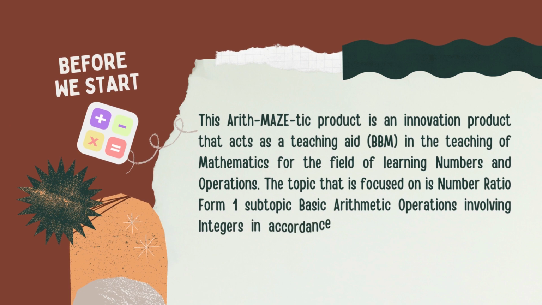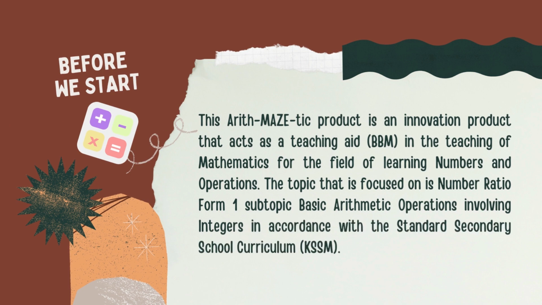Before we start, we want to introduce our innovation product name, which is the Arith-MAZE-tic kit. This innovation product acts as a teaching aid in mathematics teaching for the field of learning numbers and operations. The topic we focus on is number ratio from Form 1, with the subtopic basic arithmetic operations involving integers.